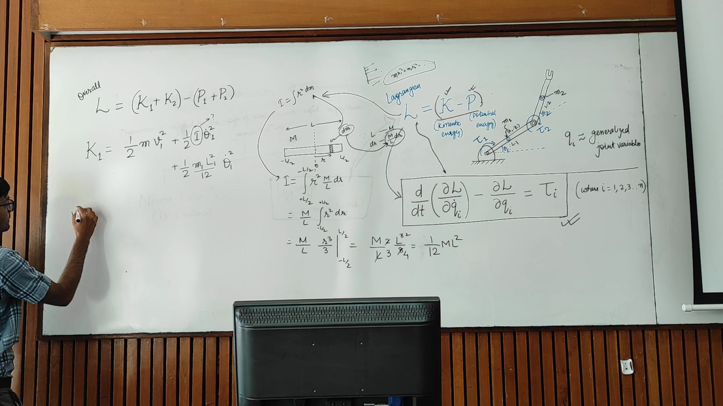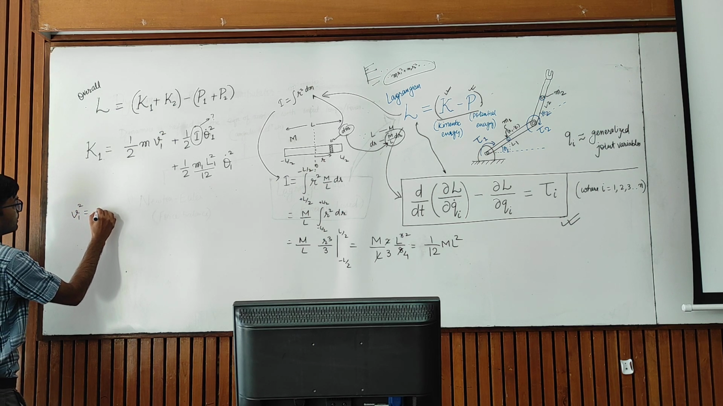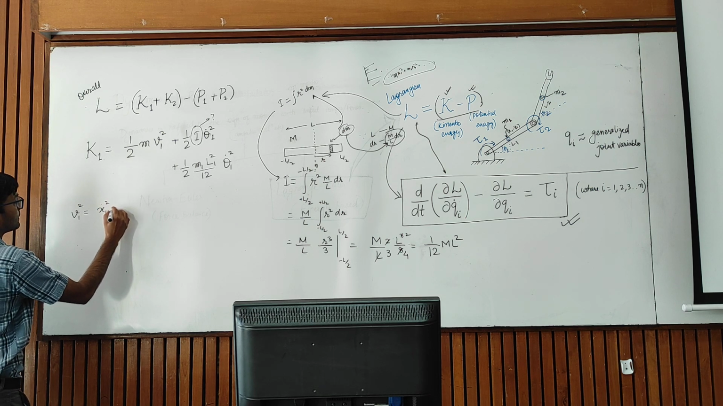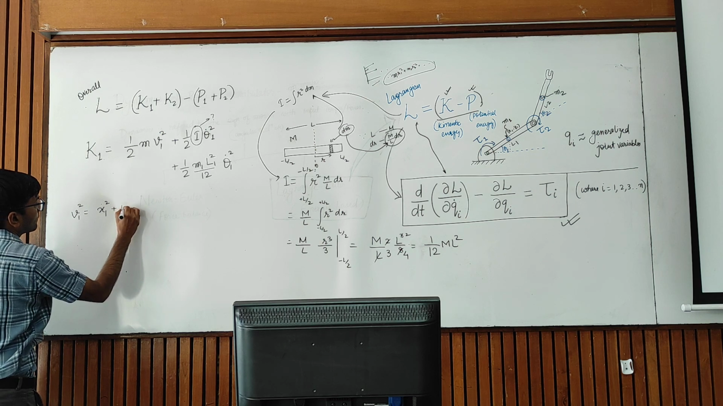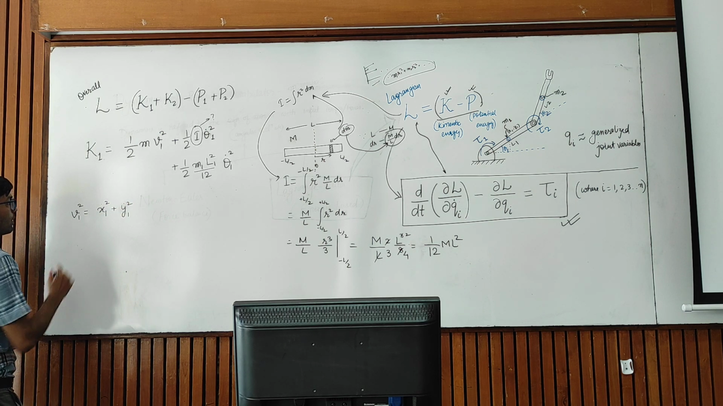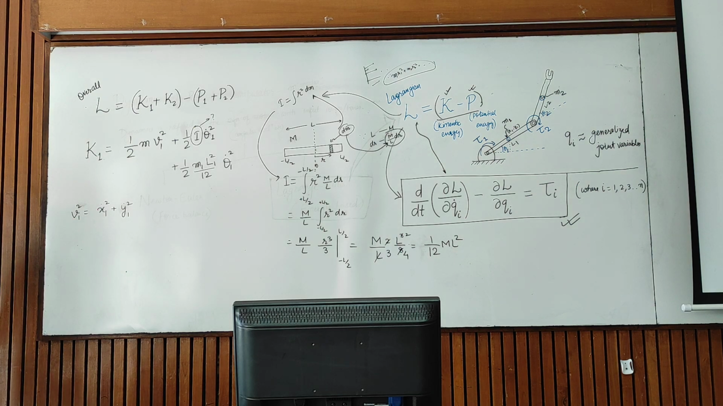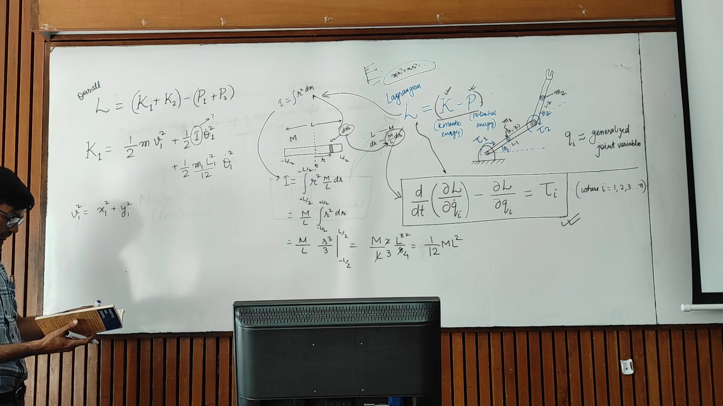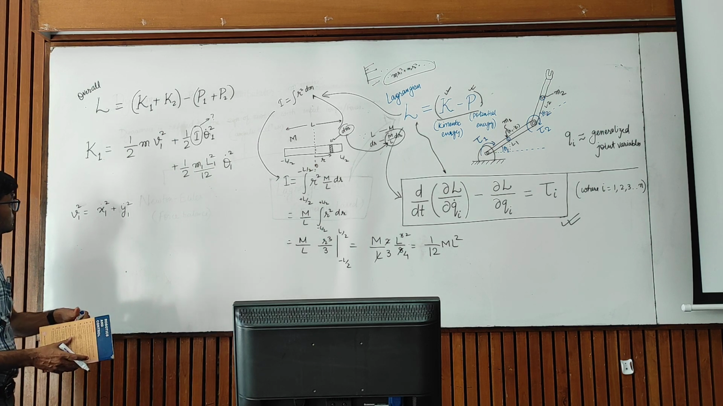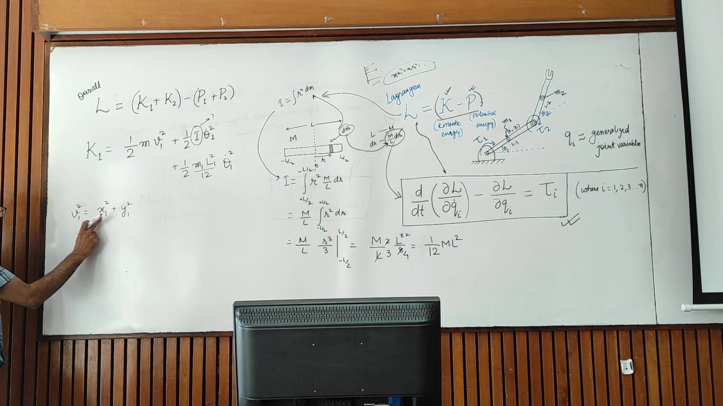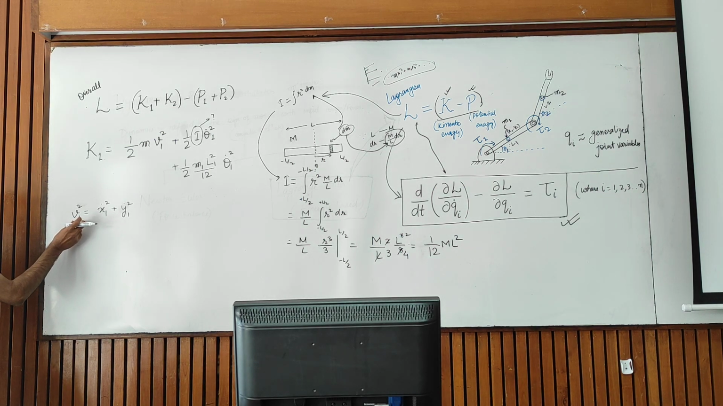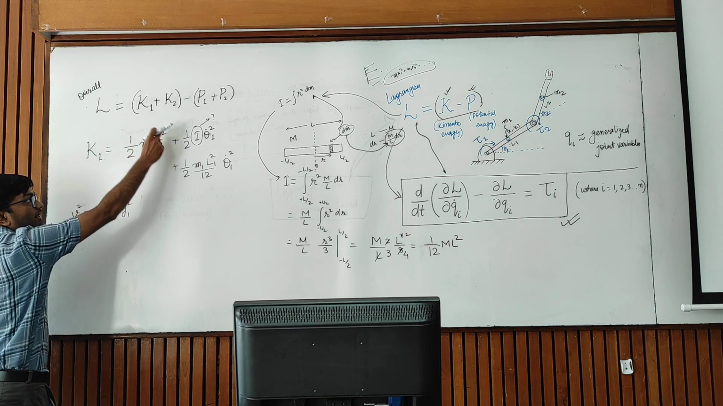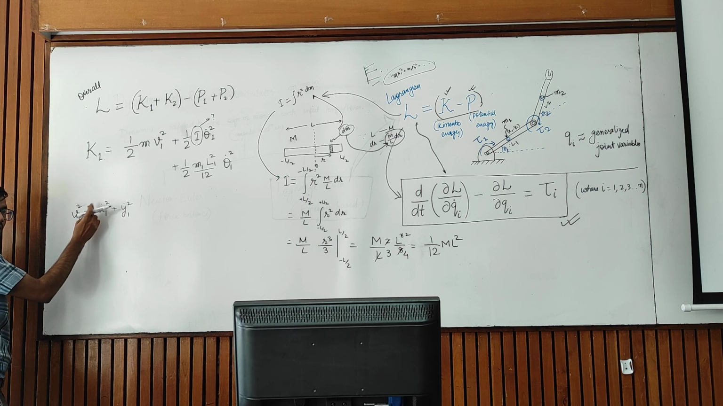So velocity 1 square is nothing but x1 dot square plus y1 dot square, if I'm not wrong. So this is the x coordinate's time derivative, and the y coordinate's component will be there. This is the magnitude, this is the magnitude. अभी vectorially we can see, this is the magnitude. So the time rate of change of x, whatever it is, will be the x component.